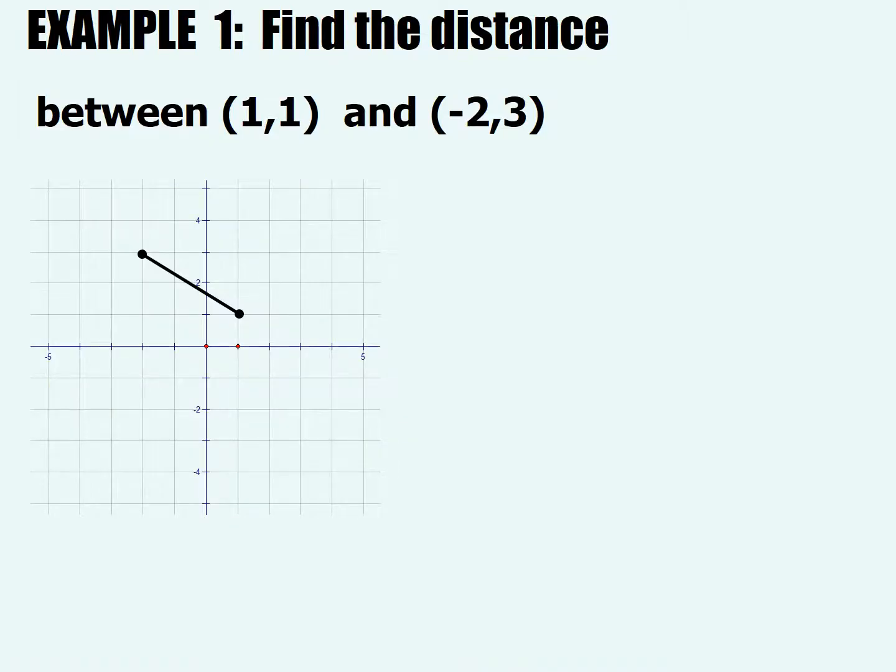So let's look at our first example, finding the distance of a segment. Here we have the points 1, 1 and negative 2, 3. We have the segment already drawn for us on our coordinate plane. How are we going to go about finding the distance? Well, similar to that very first example, we want to construct a triangle because then I can use the Pythagorean theorem. So I'm going to draw a straight line down from my point all the way over to my other point. So here I'm forming that triangle.